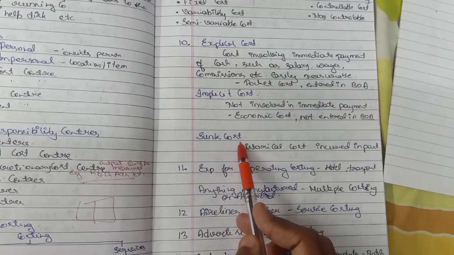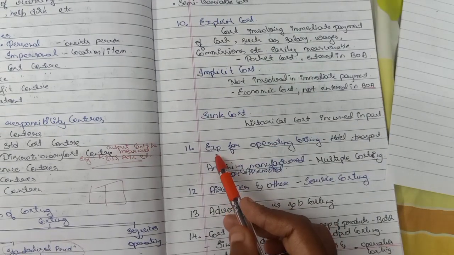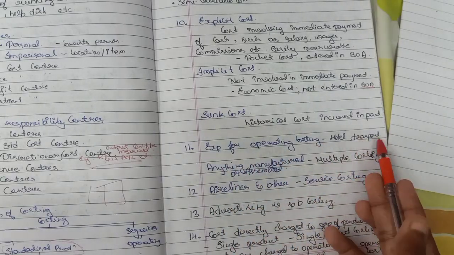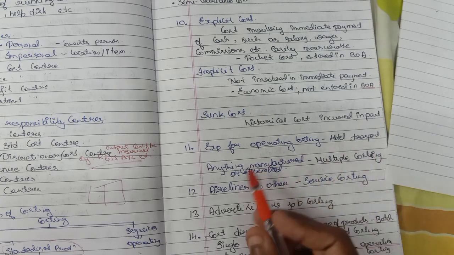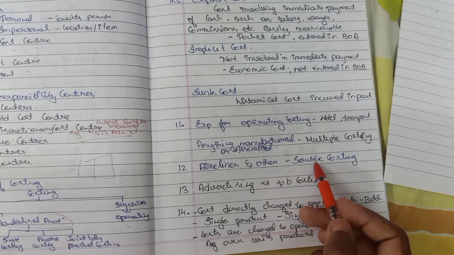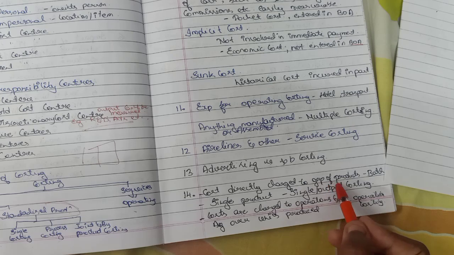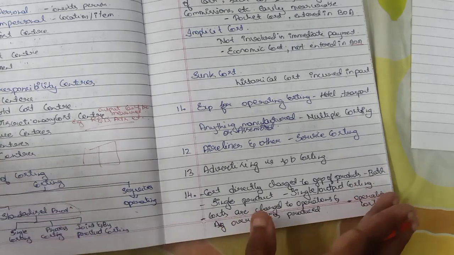What do we mean by sunk cost? This is historical cost incurred in the past. Some of the examples for operating costing are hotel, transport, etc. Anything manufactured or assembled, that is multiple costing. Airlines and others, that is service costing. Advertising is job costing. Cost directly charged to a group of products, that is batch costing. Single product, single or output costing. Costs are charged to operations and per unit produced, that is operating costing.